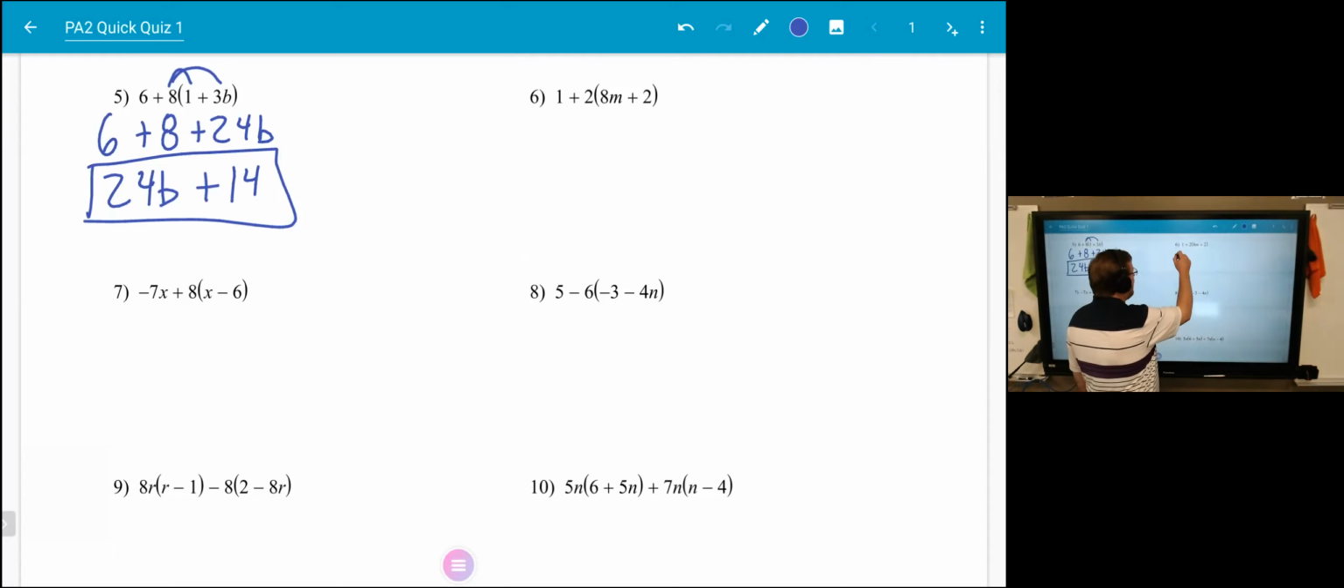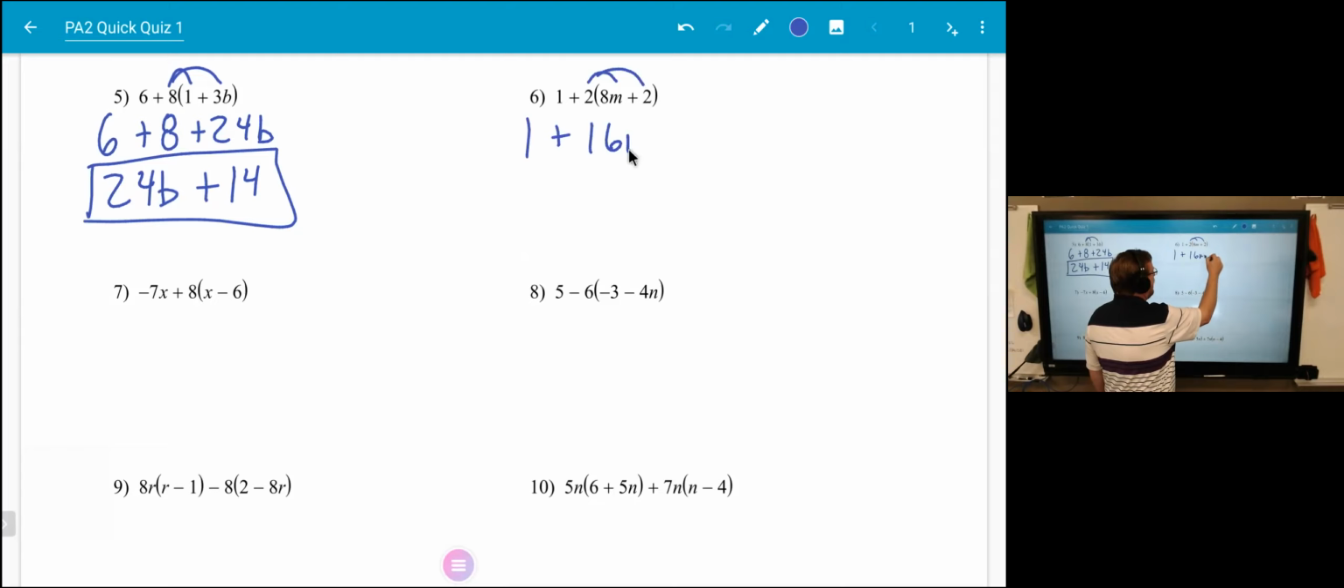Number 6. I'm looking here. That one, just like that last problem, it's just going to hang out because nothing's happening to it right now. We'll see if we can combine something with it in a minute here. Distribute the 2 to the 8m and to the 2. So 2 times 8m is 16m. 2 times 2 is 4, so plus 4. 16m, only one term with m.